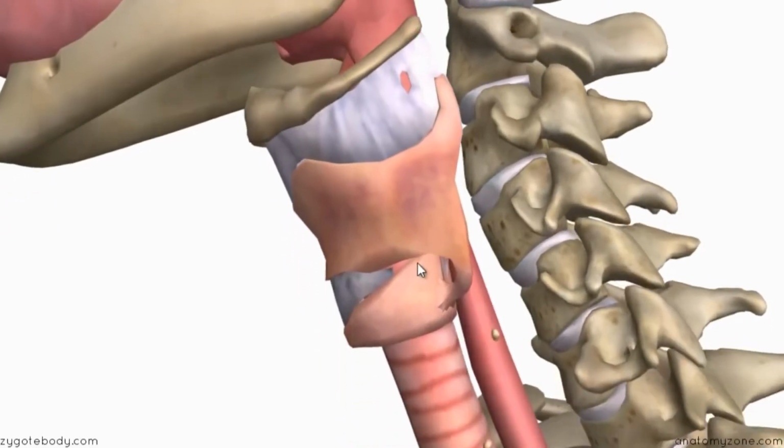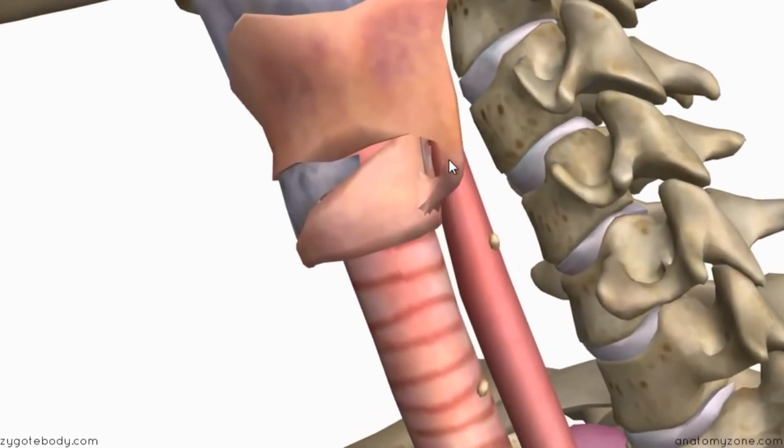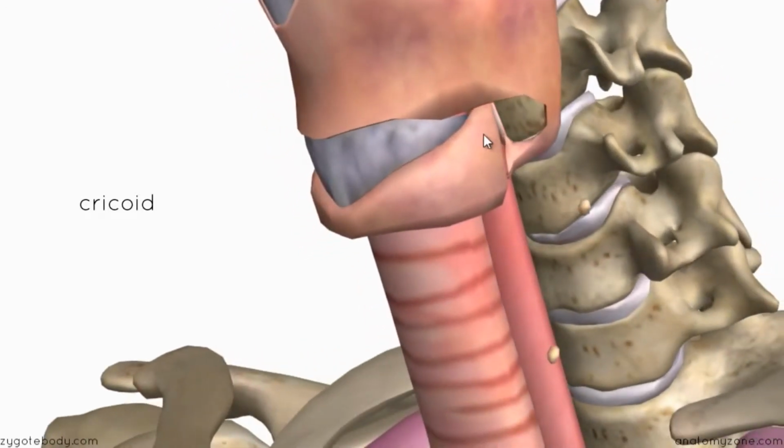If we follow the thyroid cartilage down, the inferior horn articulates with the third unpaired cartilage, which is the cricoid cartilage. You've got this articulation through the inferior horn, of course.